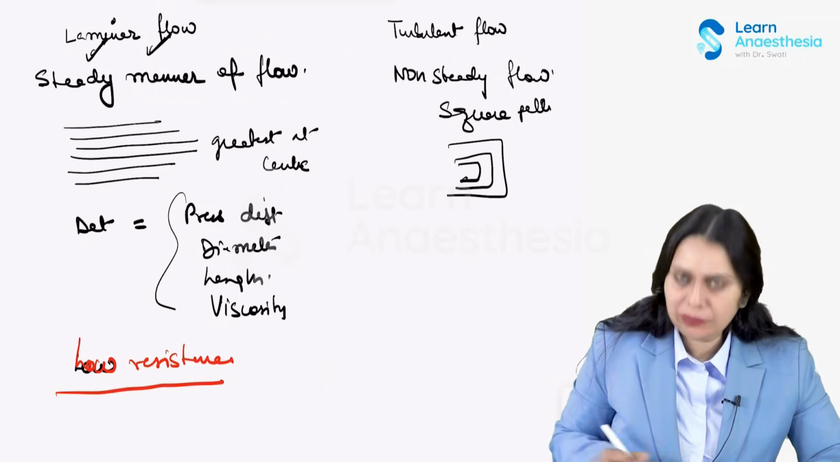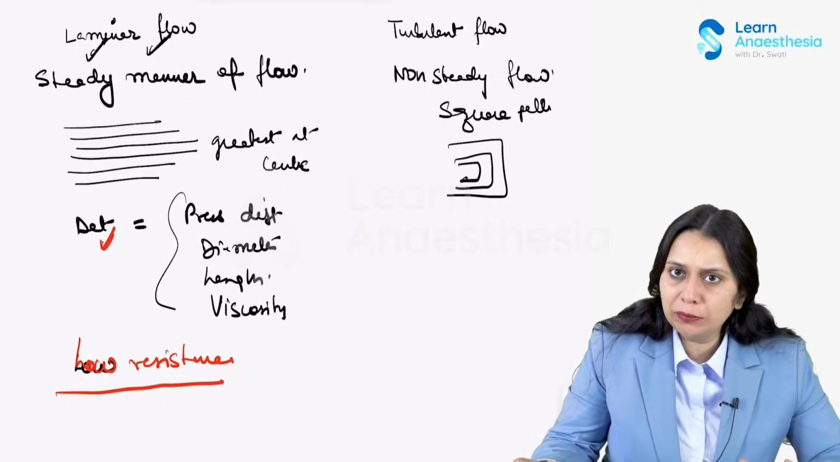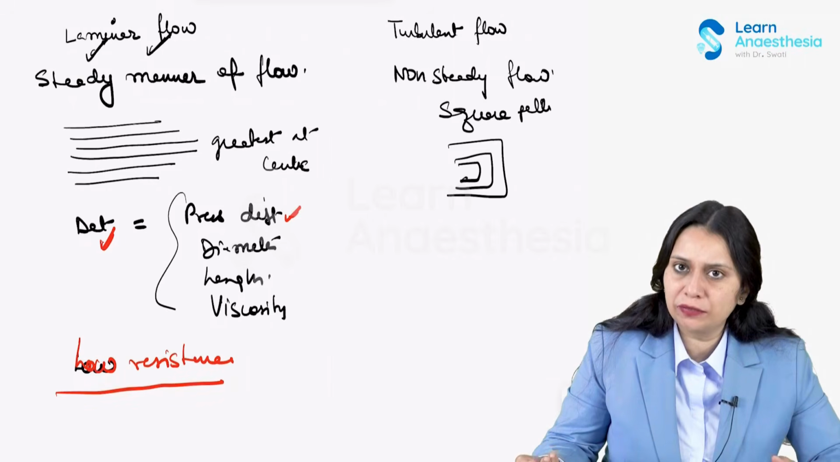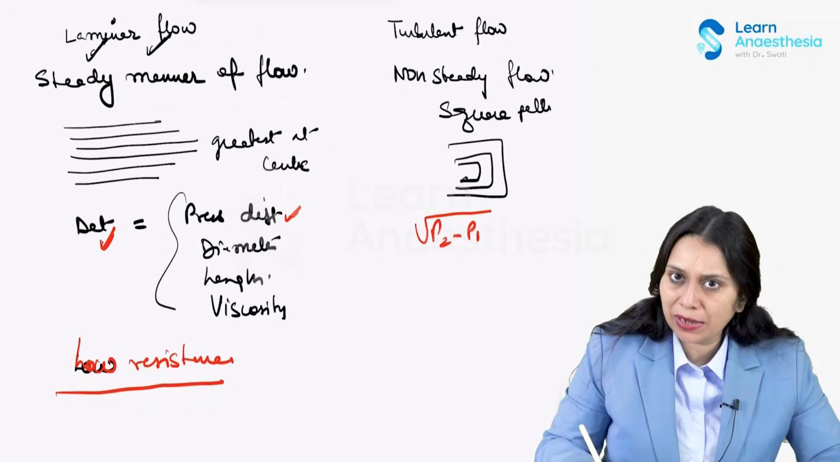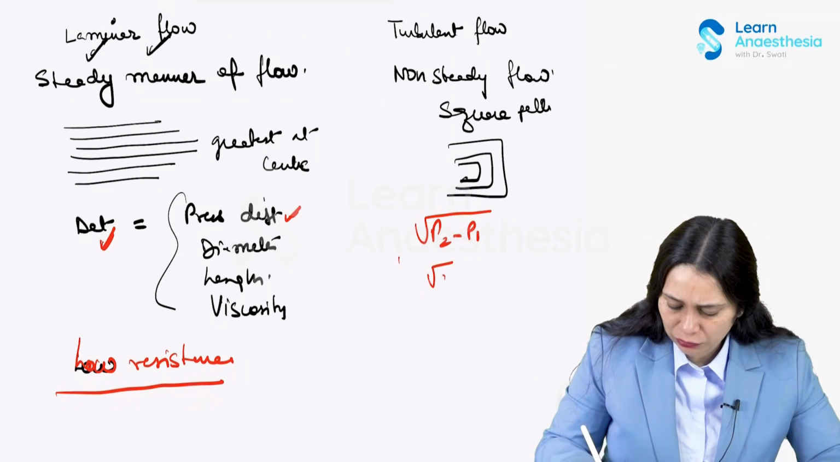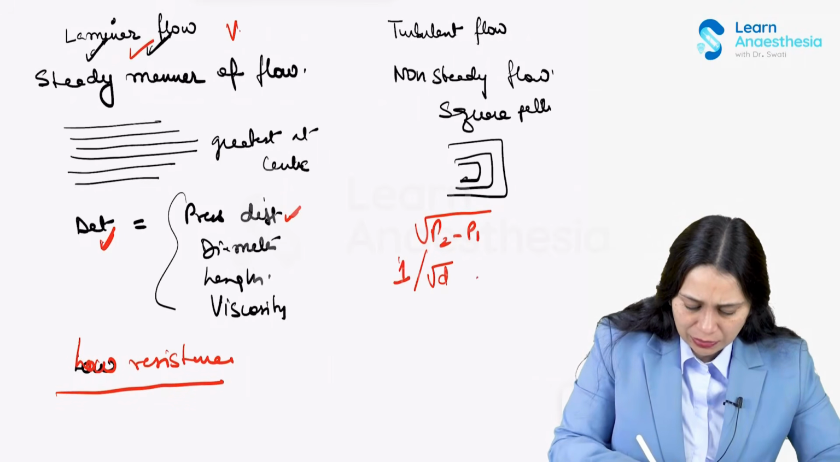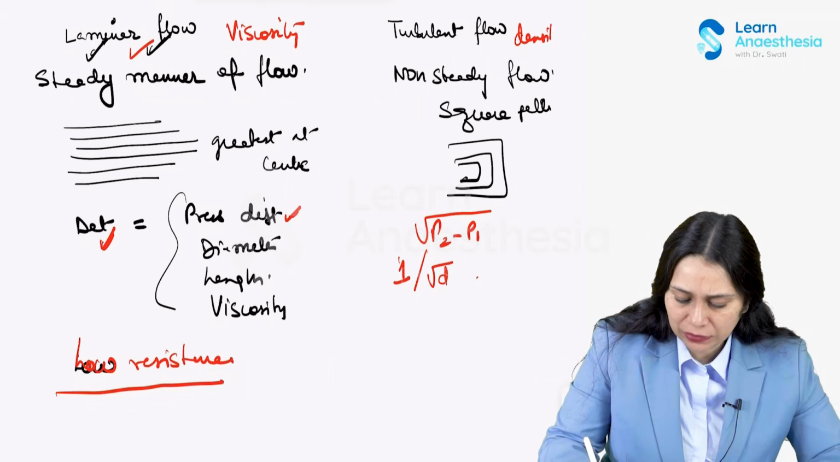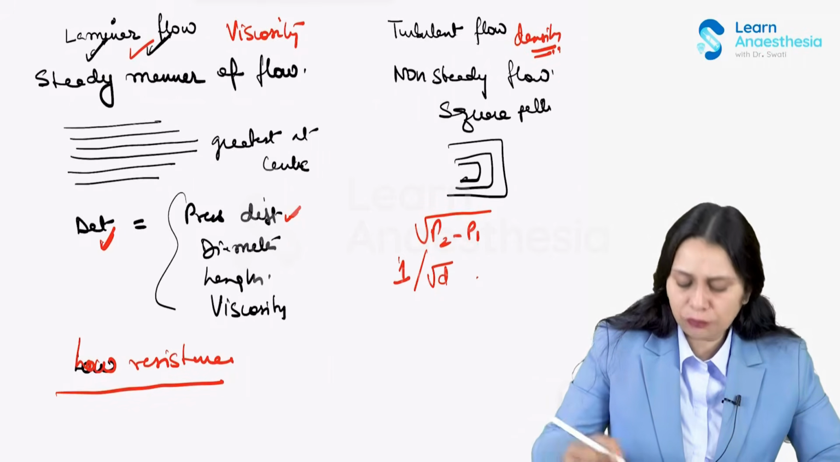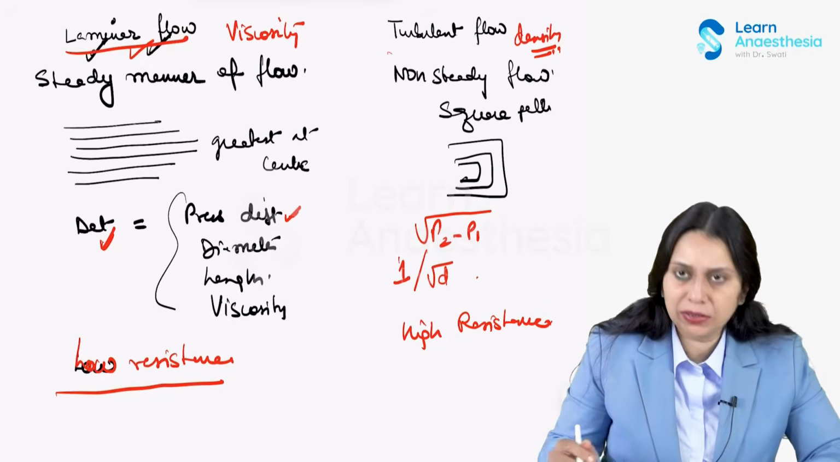Now, when the flow is turbulent, it is not governed by the Hagen-Poiseuille law, and it is not directly determined by the pressure difference. It is determined by the square root of the pressure difference, and it is inversely proportional to the square root of density. So it depends upon the density. When the flow is laminar, it depends upon the viscosity of the gas, and when turbulent, the density of the gas determines it. And when the flow is turbulent, it faces high resistance. So we want the flow to be in a laminar pattern.